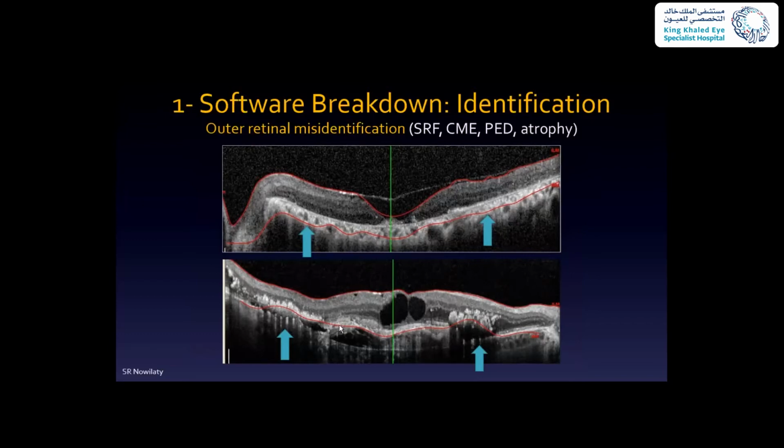This is an eye that has a CNV and that has some exudates, and instead of following the Brooks membrane down here, the machine thought that the RPE stops right there where there are intraretinal exudates. So it's completely wrong. Here in this top part, the segmentation should have been placed at this level, and the bottom part, the segmentation should have been placed at this level to give you a correct map.